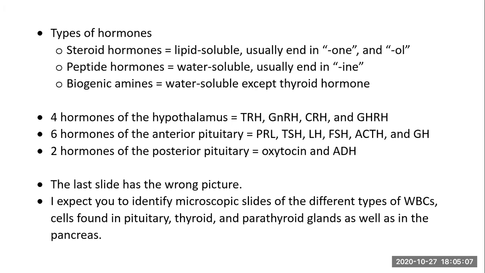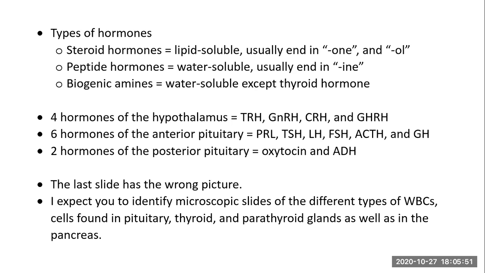And the other thing I want you to know is about the types of hormones. We have three types of hormones. We have steroid hormones, we have peptide hormones, or sometimes they are called protein hormones, and then we have the biogenic amines. Steroid hormones, steroids, as you know, are lipid derivatives, so they are lipid soluble. And usually the names of steroid hormones end in ONE or OL, for example, cortisol or testosterone. Usually these are lipid soluble.